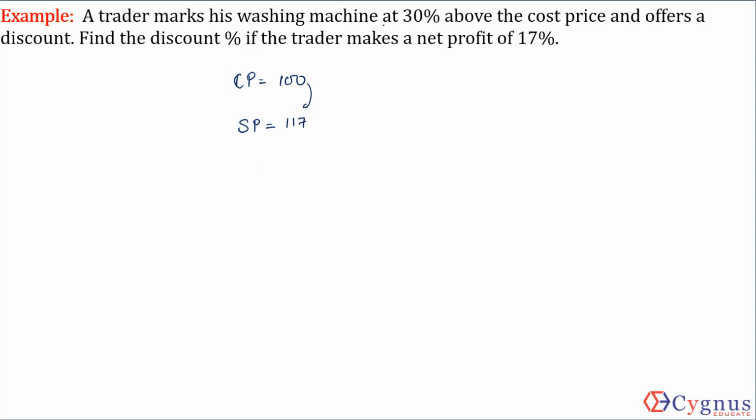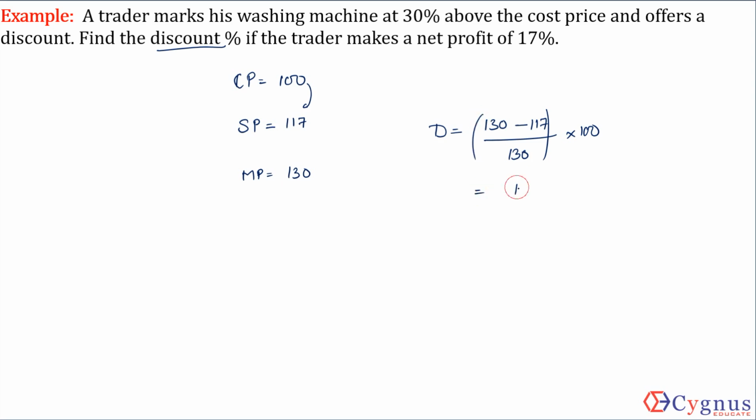He marks his washing machine at 30% above the cost price. That means the mark price becomes how much? 130. Now, what's the question? It's about discount percent. We know that discount percent is always equal to mark price, that is 130, minus selling price divided by mark price into 100.